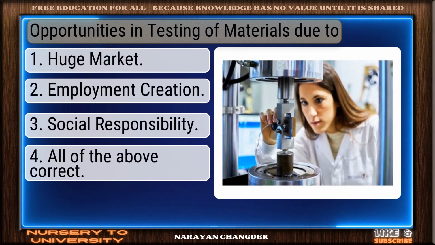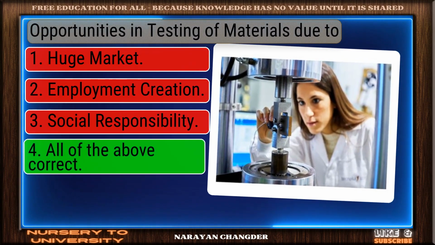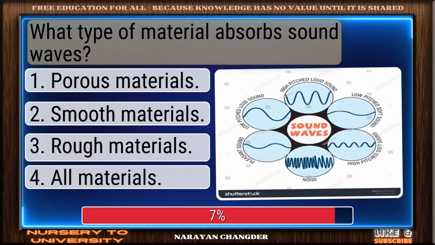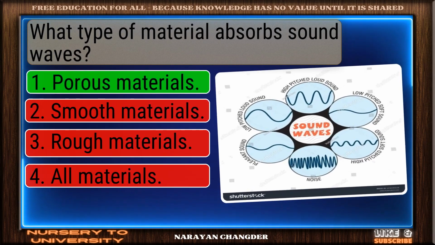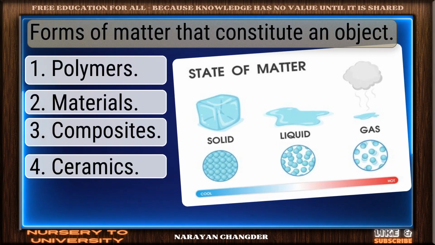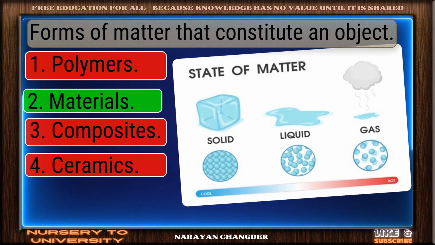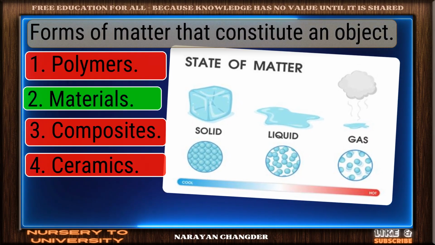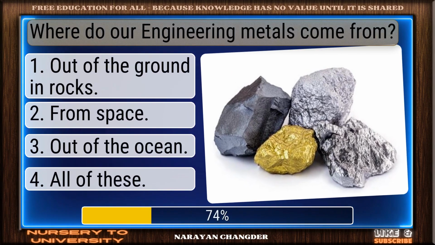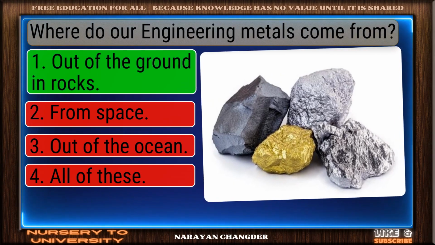Opportunities in testing of materials due to. Correct. All of the above correct is the right answer. What type of material absorbs sound waves? Excellent choice. Porous materials is the right answer. Forms of matter that constitute an object. Exactly. Materials make sense and it is the right choice. Where do our engineering metals come from? Sharp thinking. Out of the ground in rocks is the right choice.